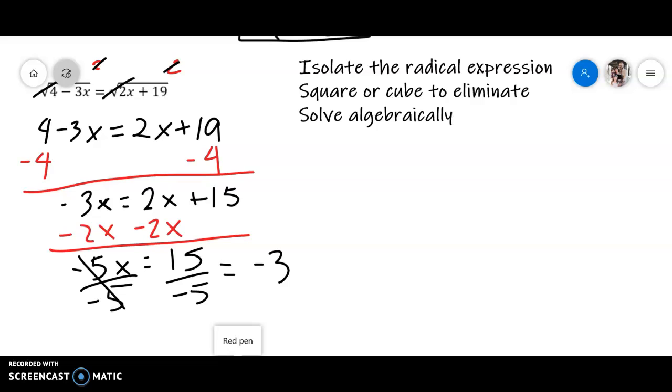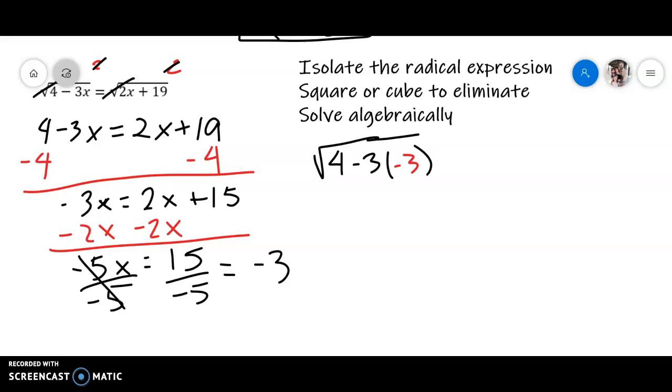Now, each step here, we got to make sure that it actually does match up with what we had before. So 4 minus 3x is my radical, 2x plus 19 is my other radical. I'd want to figure out what each one of those are separately. So the square root of 4 minus 3 times, well, negative 3, right?